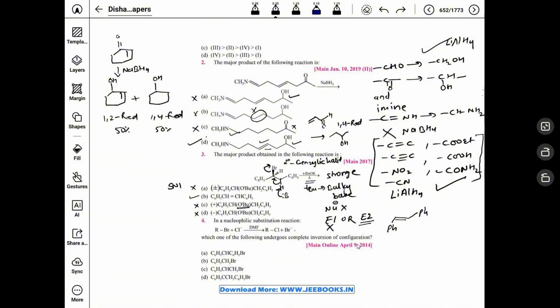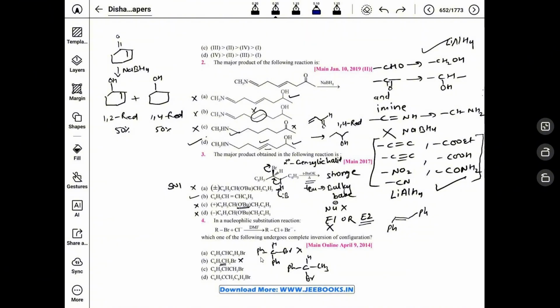For complete inversion of configuration, first of all, the compound must have a chiral center. So let's see, in option A, if you draw it, the carbon has hydrogen, bromo, and a 2-phenyl group. So it does not have a chiral center. So we can't talk about inversion of configuration in this case. So rule out this option. Next one, 2 hydrogens are there. This is also not a chiral center. So rule out this option. Now option C. In option C, the carbon is attached to hydrogen, methyl, bromo, and phenyl. Yes, here we can talk about the inversion of configuration.